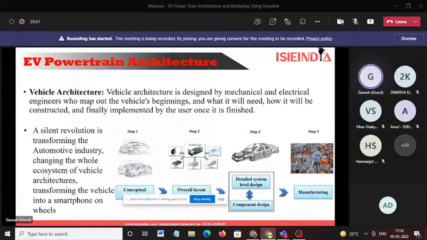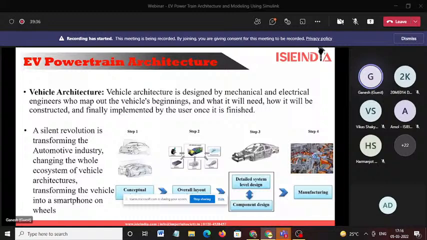So, EV architecture and powertrain. Architecture is the initial phase of your vehicle. Vehicle architecture is involved when you are designing a vehicle, at the concept stage. Vehicle architecture is the main thing here.